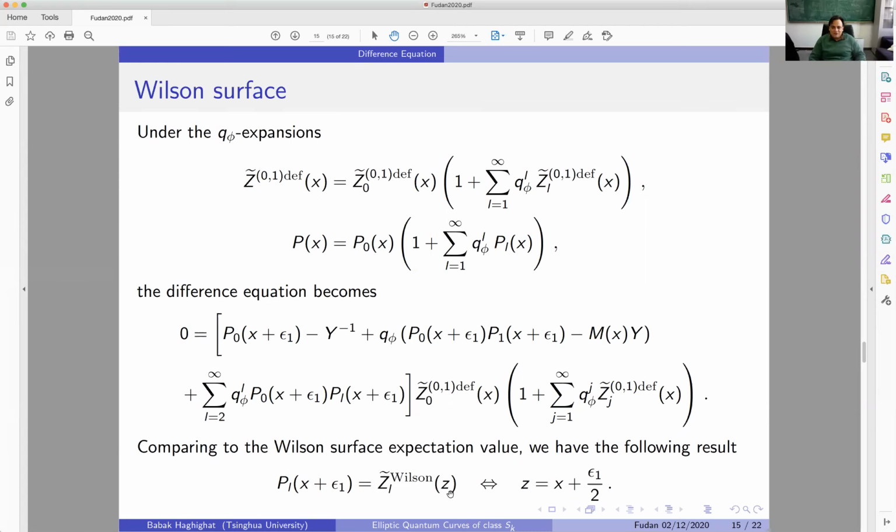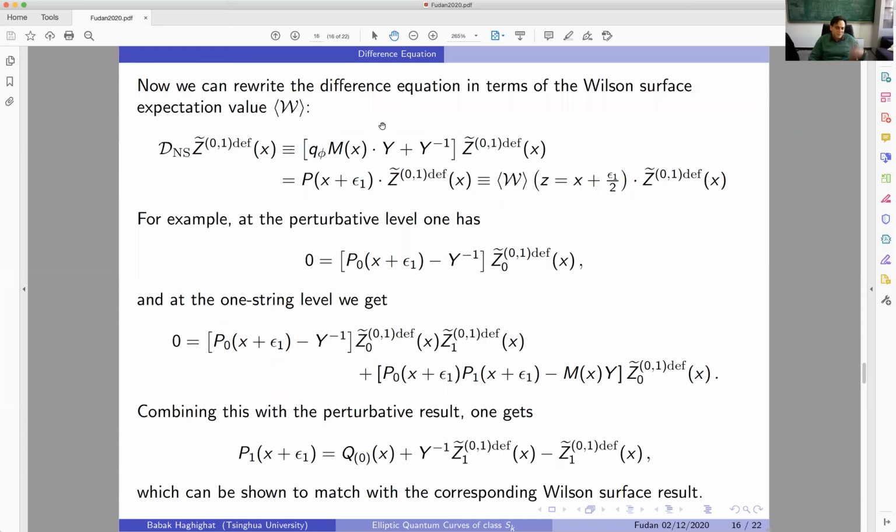First let's rewrite our original equation in this way. So we identify this P with the Wilson surface expectation value, by identifying z with x in this way. And that's then our difference equation. And then we evaluate it order by order to check it. So you can, of course, expand to order 0 in Q-phi. Then you obtain this equation. So you see that this way you can fix P0. So P0 is computed from the perturbative piece of the defect contribution, just by applying this Y operator to it.